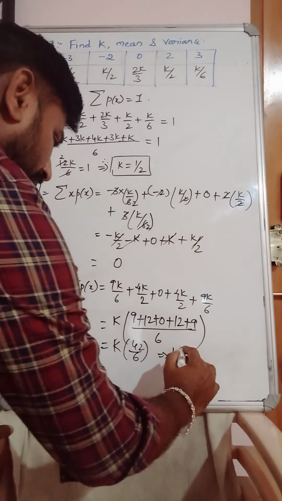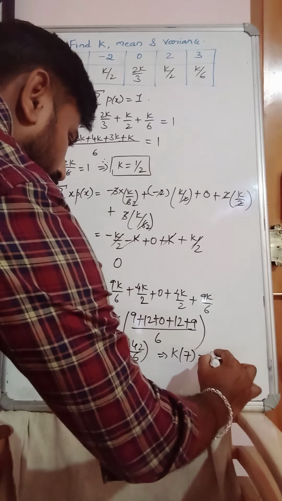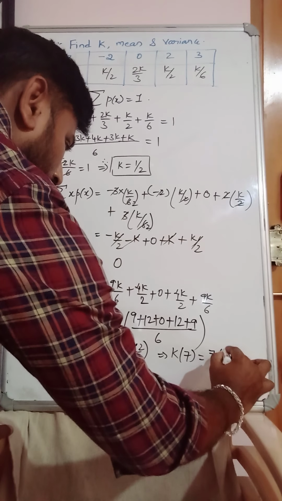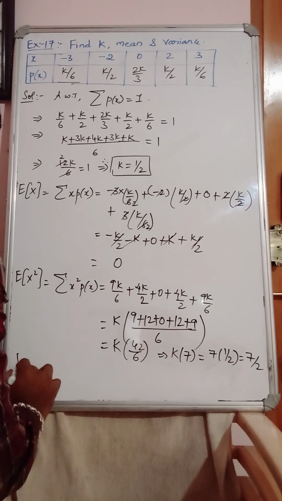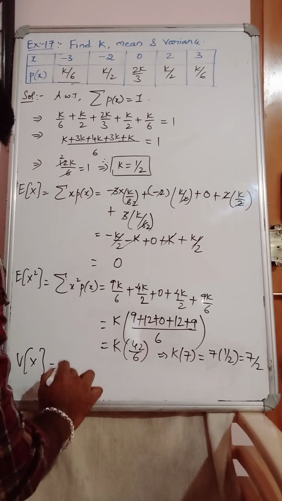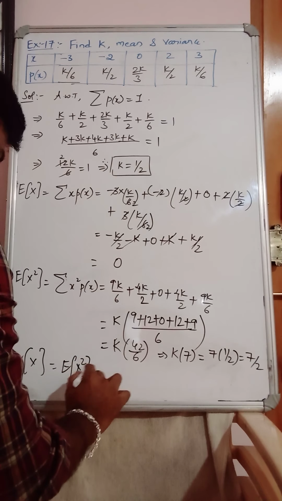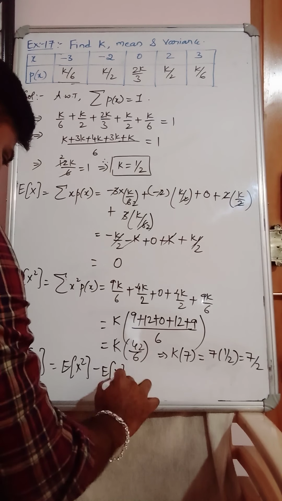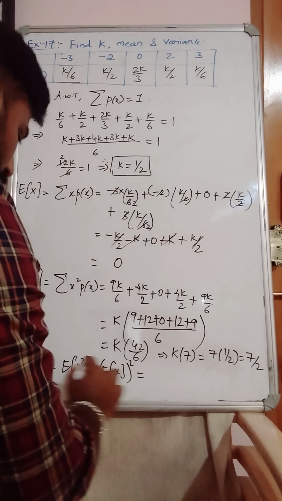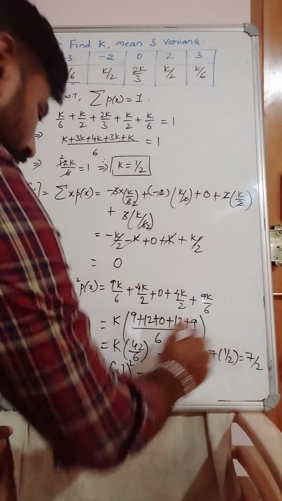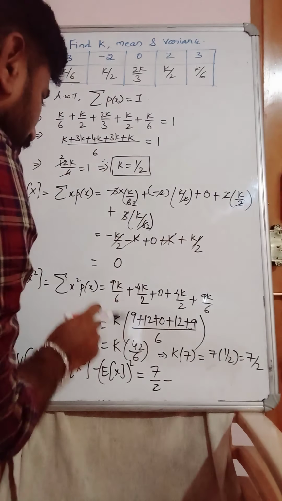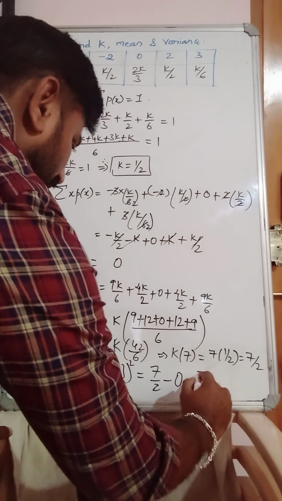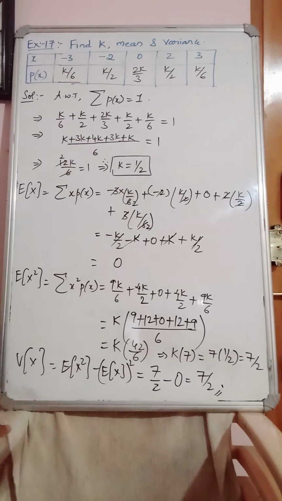42 by 6 is nothing but 7. So 7 into 1 by 2. That is nothing but 7 by 2. Therefore, variance of x is expectation of x square minus expectation of x whole square. That equals expectation of x square is 7 by 2 minus expectation of x is 0. Answer is 7 by 2. This is the problem, guys.